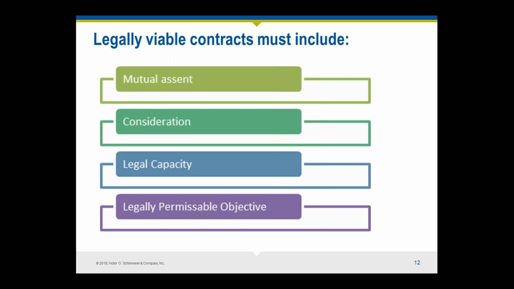So I thought it'd be good to talk a little bit about what makes contracts legally viable. Not all contracts are legally viable. They have to have these 4 elements. The first one is mutual assent. This is basically offer and acceptance. And that's one of the problems when you have an oral agreement or an incomplete unsigned agreement. There's no proof that you had mutual assent.